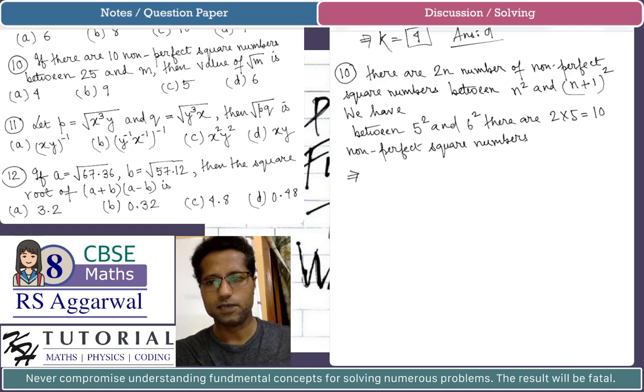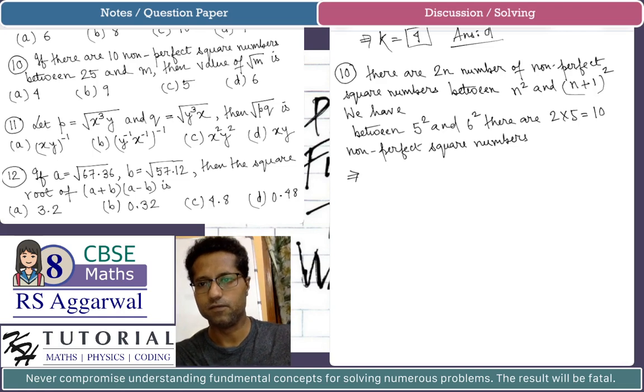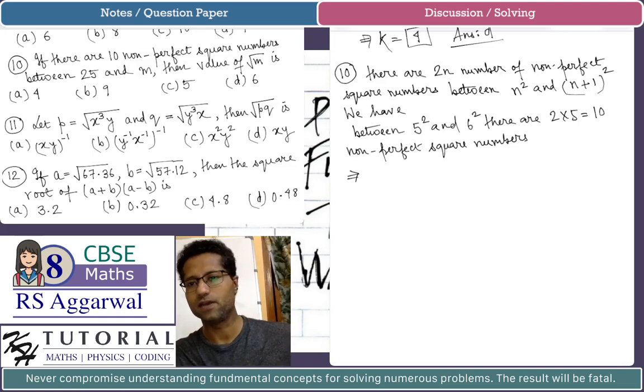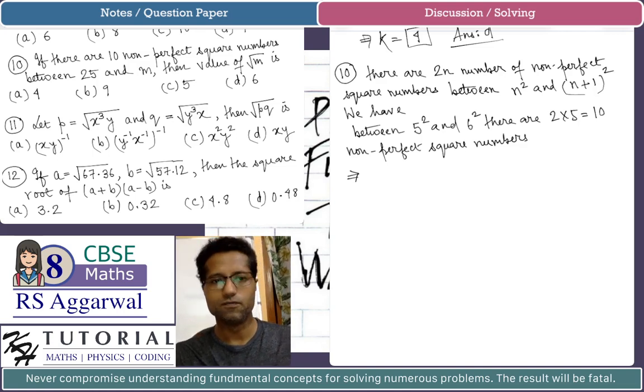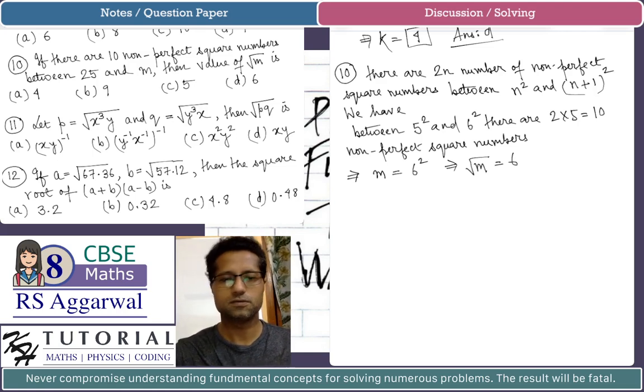If we apply the concept that there are 2n non-perfect square numbers between n square and n plus 1 square, and put n as 5, we get that between 5 square and 6 square, where 6 is 5 plus 1, there are 2 into 5, that is 10 non-perfect square numbers. So using this information and whatever the problem has given, we can clearly say that m has to be equal to 6 square. So this implies the square root of m has to be equal to 6.